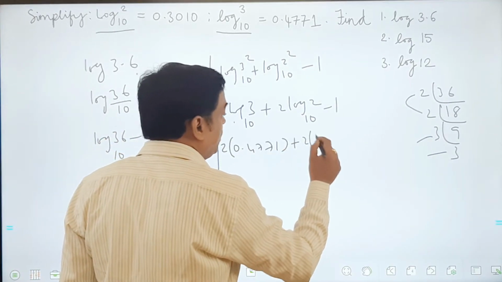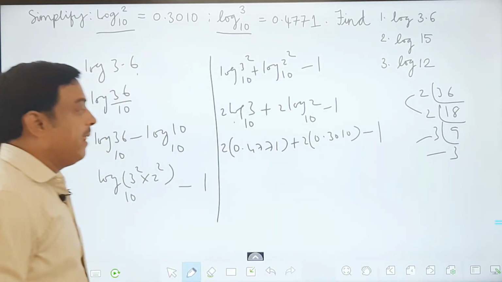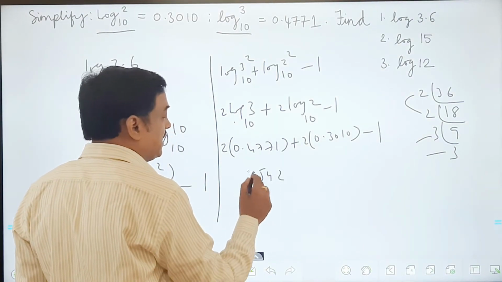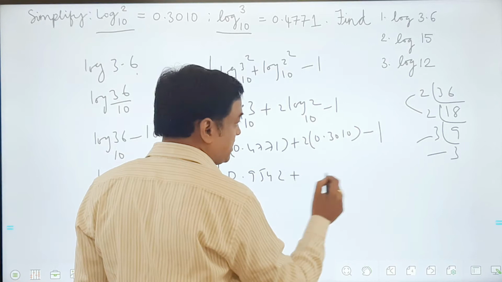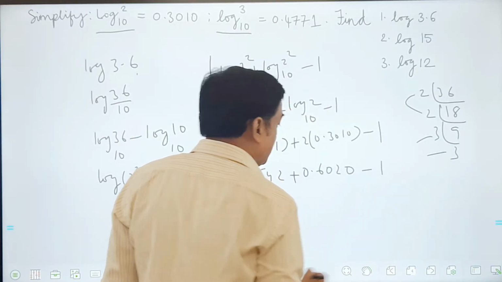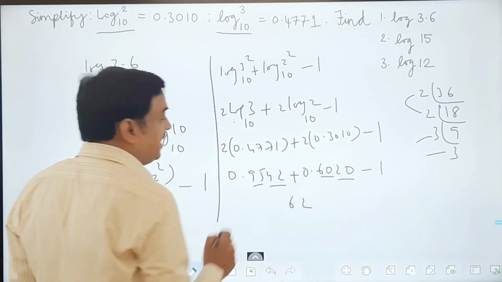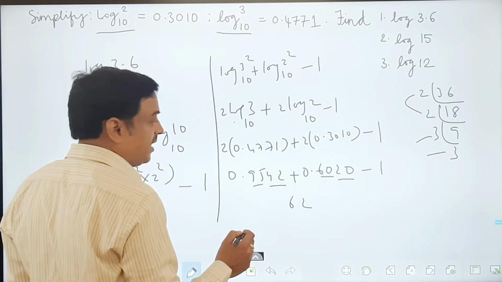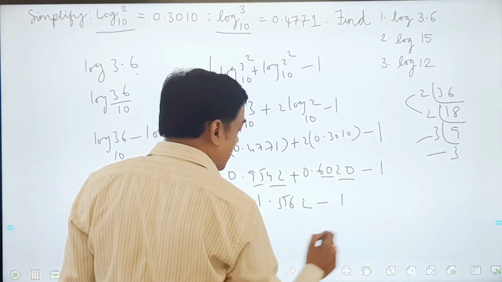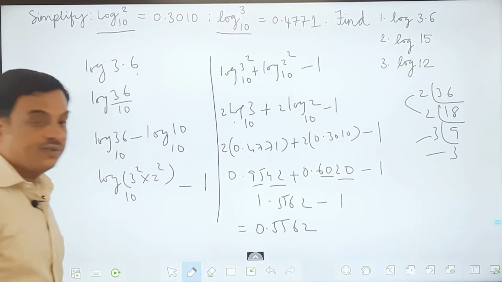0.4771 plus 2 into log 2, 0.3010 minus 1. And then we need to multiply and get the value. It is 2, 14, 15, 1 carry, and then 9, 0 point, and plus here 0206.0 minus 1 is what you get. And 20 and 42 is 62, 60 and 95 is something like 155. So 55, 1 point minus 1. So ultimate answer is 0.5562 is the answer for this.